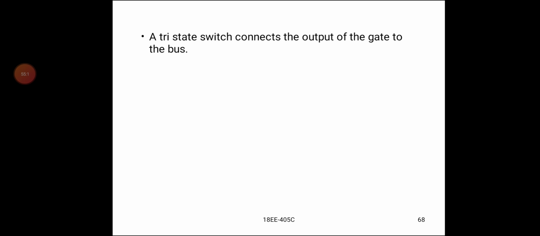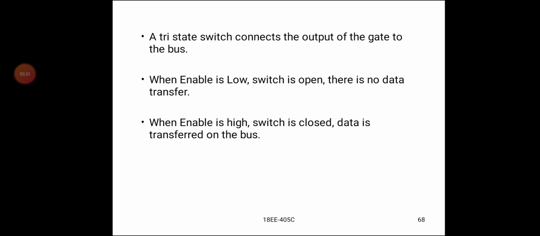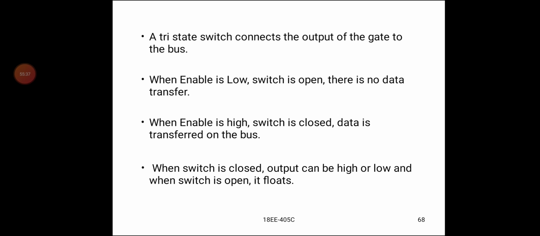A switch which connects the output of the gate to the bus. When enable is low, the switch is open, there is no data transfer. When enable is high, the switch is closed, and data is transferred on the bus. When the switch is closed, the output can be high or low, and when the switch is open, it floats.